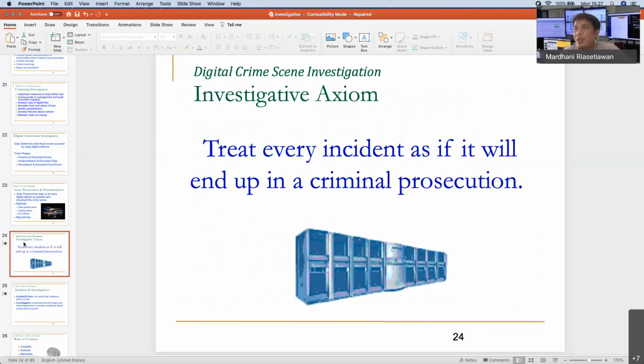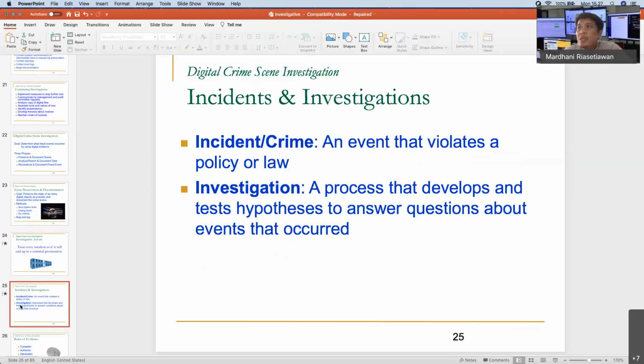Treat every incident as if it will end up in criminal prosecution. Then we do the incident investigation. The incident or crime is identified as an event that violates policy or law. And investigation is a process that develops and tests hypotheses to answer questions about the event that occurred. It means when we do forensics, we actually form a lot of hypotheses: why did it happen, why did it happen. So "if-then" is always in our mind. So it's very important.